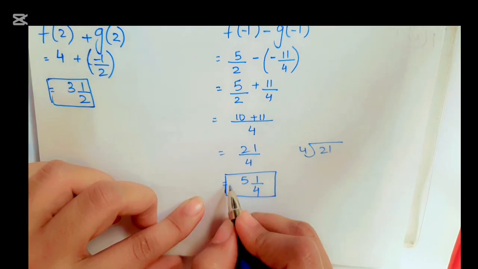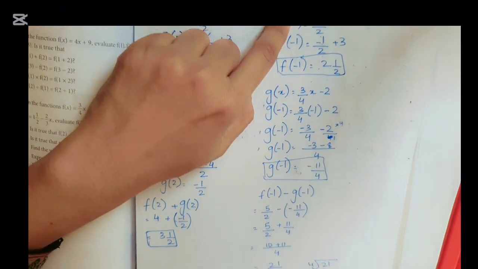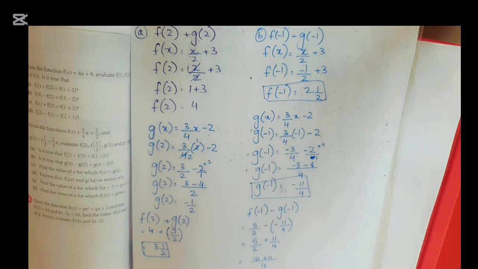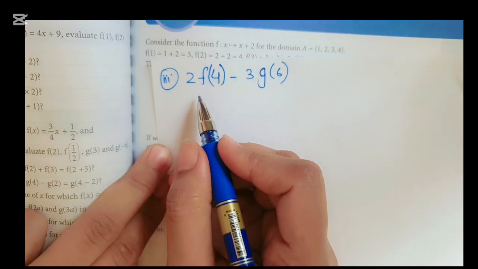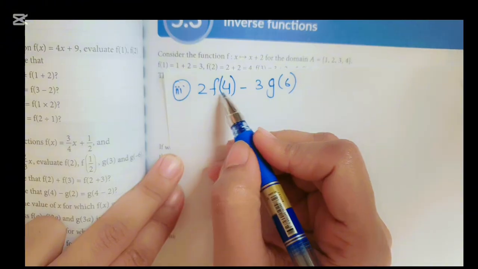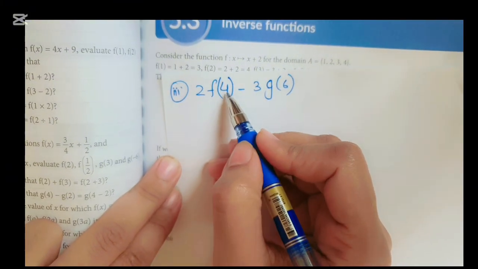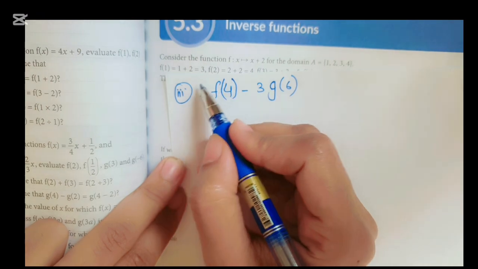This is the answer of part B, that is f minus 1 g minus 1. Now move to part C. Okay, now this is part 3, and here is something different. We were using a number in place of x, but now 2 is over here and we have to multiply the function by 2.